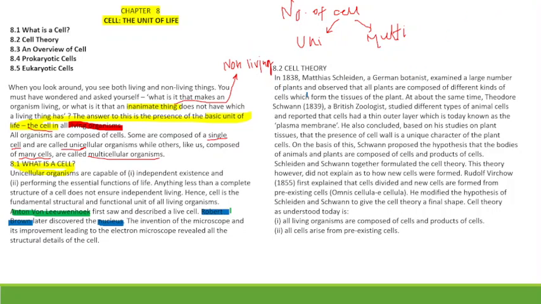So in 1838, Matthias Schleiden, who was a German botanist, examined a large number of plants and observed that all plants are composed of different kinds of cells, which form the tissues of plants. Okay, and at about the same time, Theodor Schwann, who was a British zoologist, studied different types of animal cells and reported that these cells had a thin outer layer, which today is known as the plasma membrane.